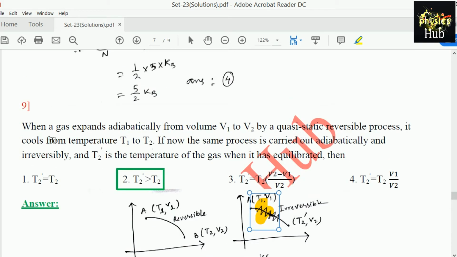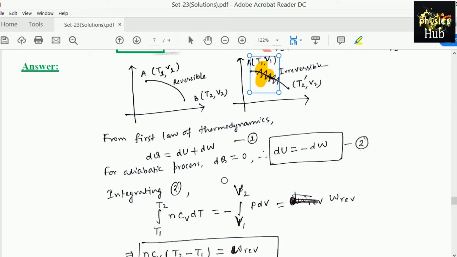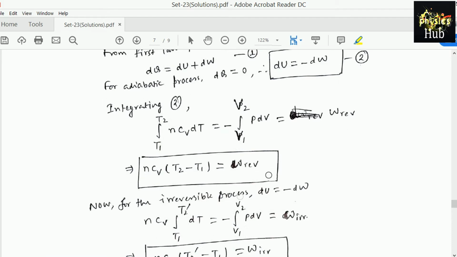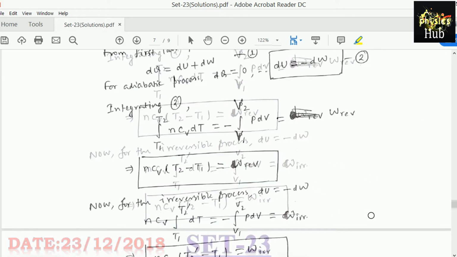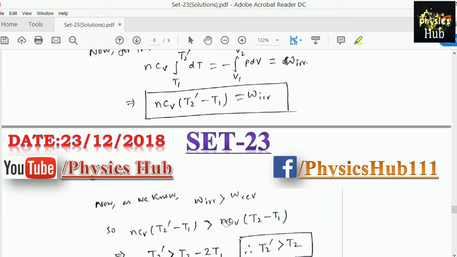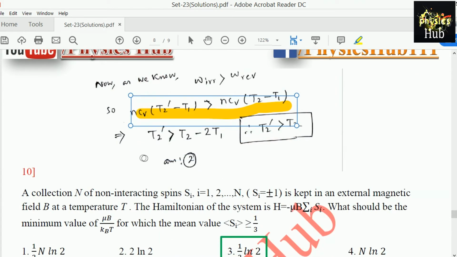Now we have to consider only the adiabatic process, so no heat exchange, meaning dq equals 0, so du equals minus dw. Now du equals n Cv dT and dw equals p dV. Taking integration on both sides, we get W reversible equals n Cv (T2 minus T1), and in the same way for the irreversible process, we get W irreversible equals n Cv (T2 prime minus T1). Now as you know, W irreversible is always greater than W reversible, so this inequality holds, and from this inequality we see that T2 prime is greater than T2 minus 2T1.